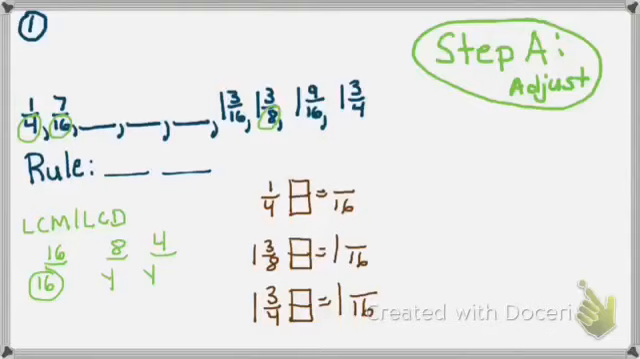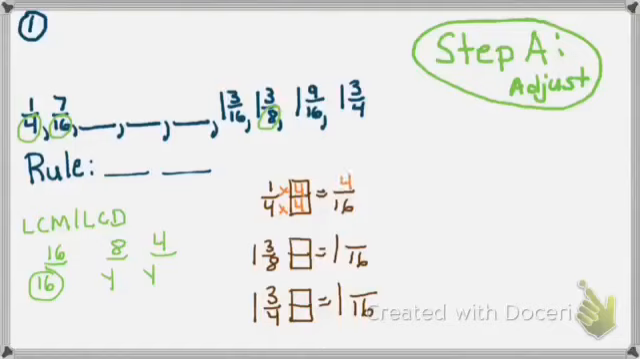So now I have to go ahead and solve. I look at the top number, 1/4. What do I do to a 4 to turn it into a 16? Well, 4 times 4 equals 16, and whatever I do on the bottom, I must do on the top. So I'll say times 4. And solve. 1 times 4 is 4.